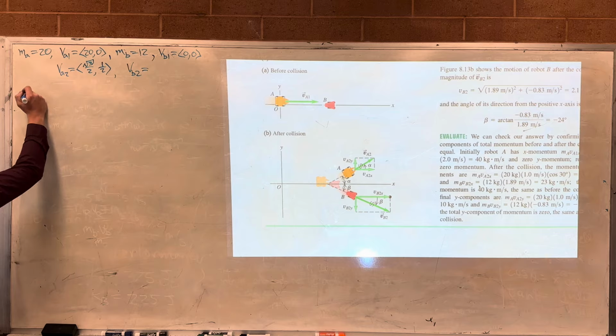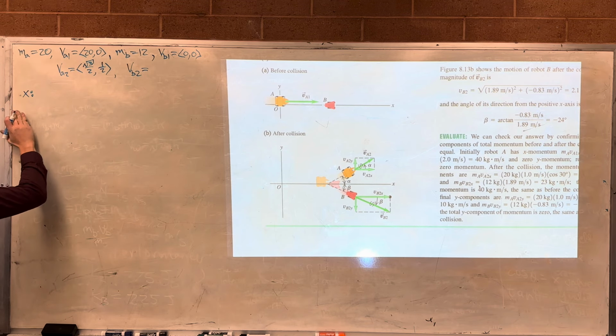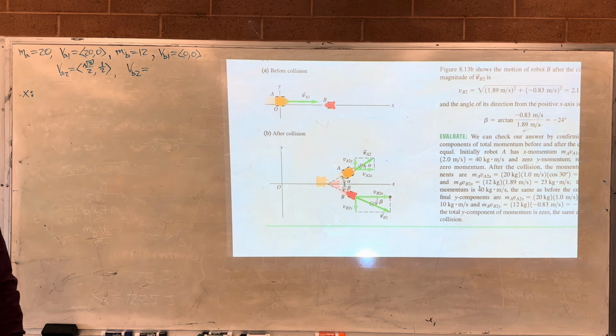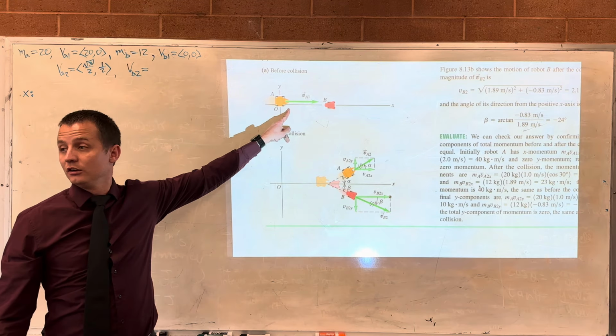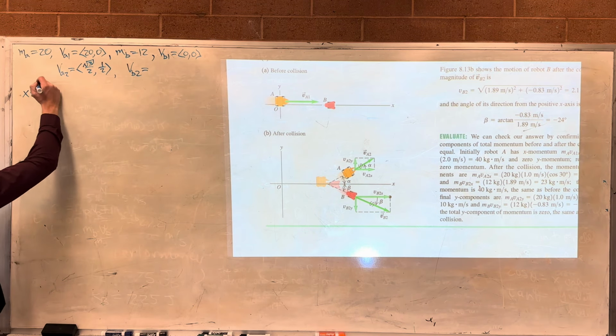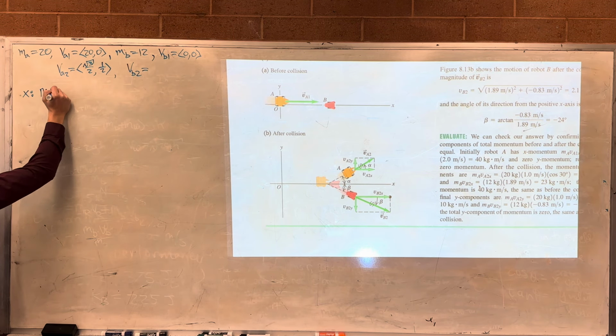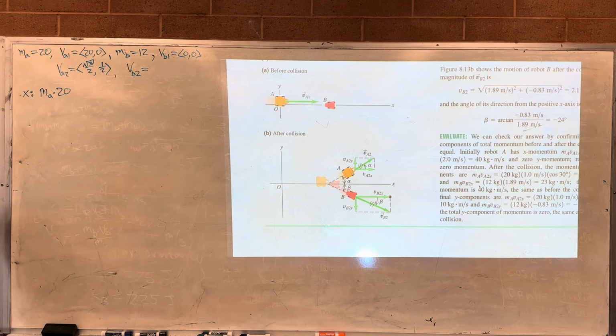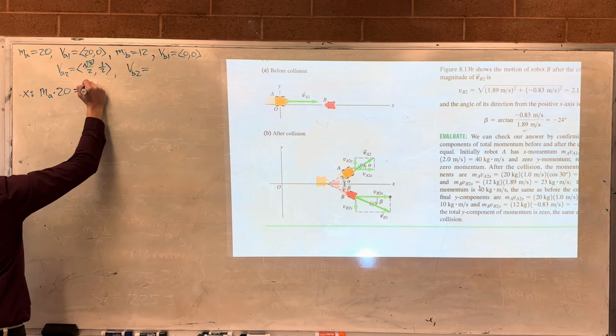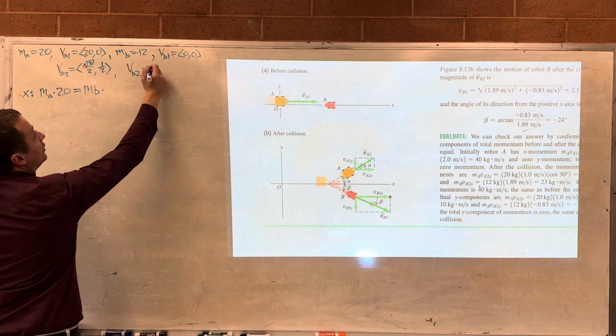Let's do this in the x and y directions. There's a p_x equation there. So it's m_A v_Ax, which is m_A times 2. And that has to equal our momentum in the x direction at the end, which is going to be m_B times v_B2.